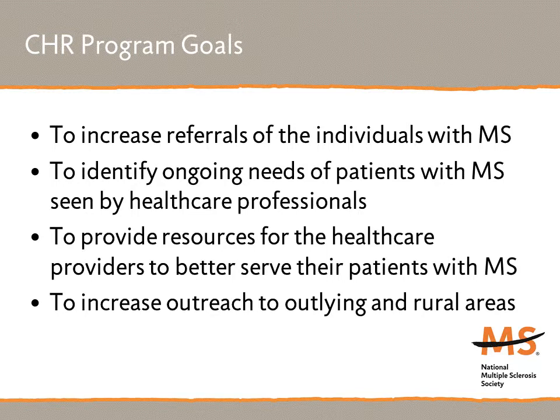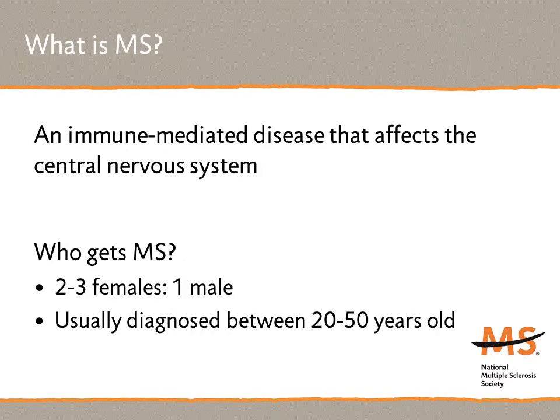We also want to let the professionals know about what resources we have available for them, which will allow them to better serve their patients with MS. We can also use this program to extend the reach of the National MS Society to outlying and rural areas. With the assistance from community health relations volunteers, we can make a bigger and broader impact. Now Paula is going to give you a brief orientation about volunteering with the National MS Society.